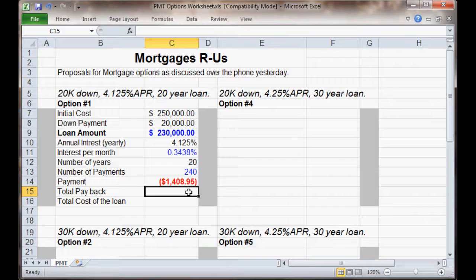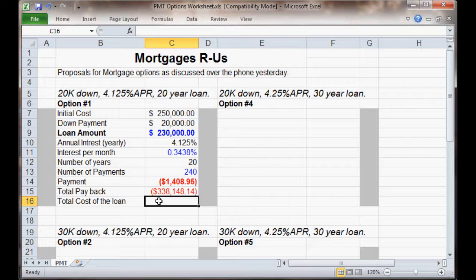Again, this is where you click pause and create the formula yourself. Your formula should look something like this: equal the payment, and then, as I described, times the number of payments. So it looks like we're going to pay back $338,148.14. Now we only borrowed $230,000, so we're paying what looks like $100,000 more back. That must be what they added on to our loan. In other words, that's the cost of the loan. Let's see if we can calculate that.